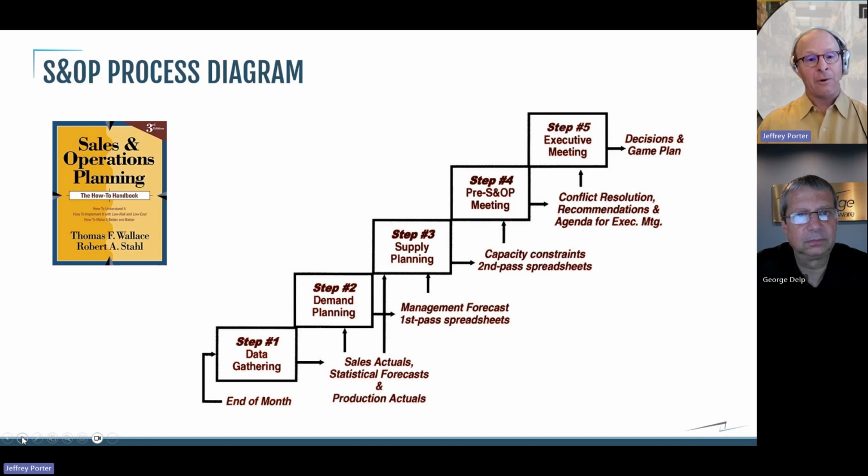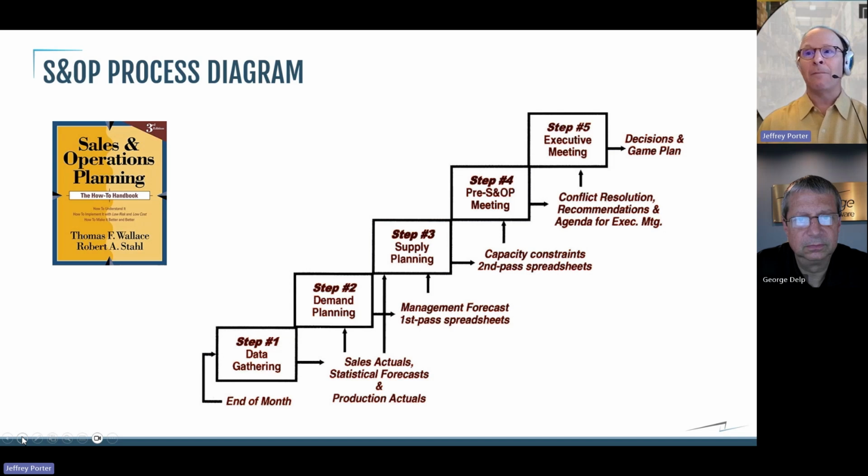So that data gathering is a really, really critical step in this whole process, where we come out prepared to begin evaluating what happened last month in preparation for the next month. So data gathering is a key element in all of this. This is where technology comes into play, right? And we'll talk about some of the pitfalls and things to watch out for, but technology can really assist us in step one. So step two, demand planning.